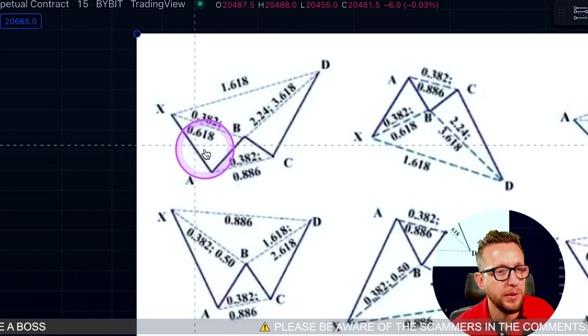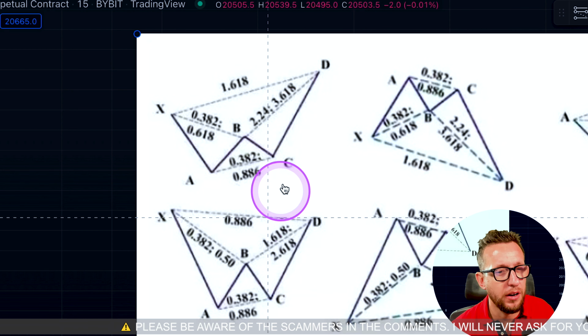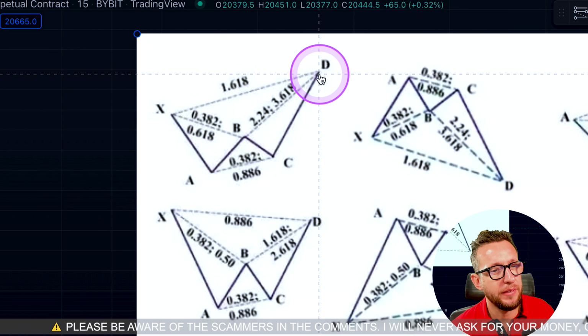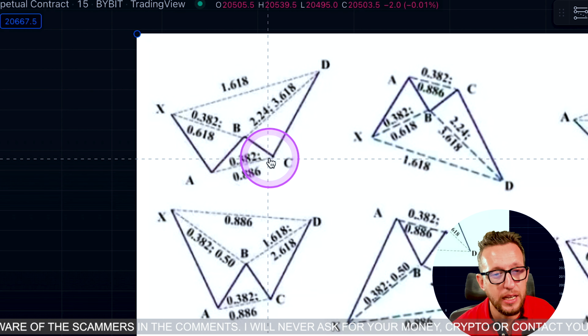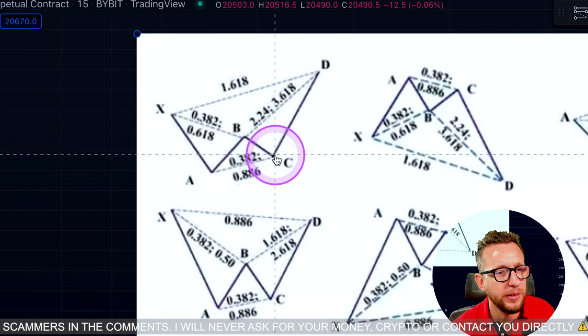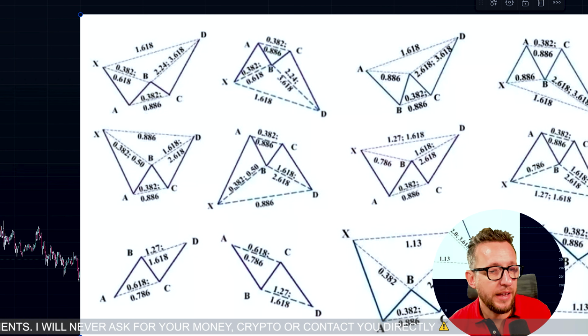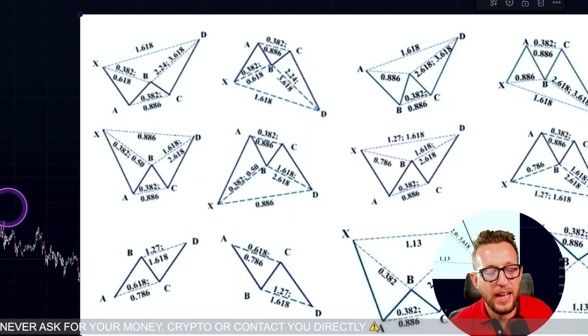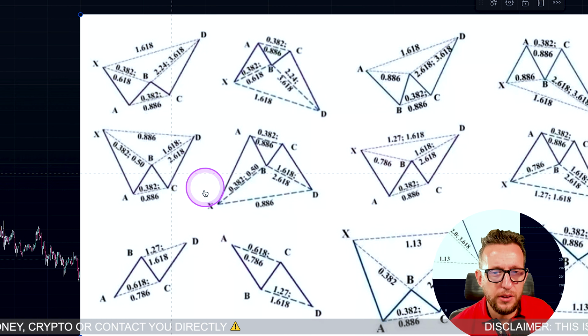At that point, we take a Fibonacci from most of them, from the A to the D. Some are other ways, but that is giving us our targets for our take profits. A lot of them have our take profits almost right down the bottom down here. We're often taking profits at the 0.618 and the 0.786. So that's how those patterns work.